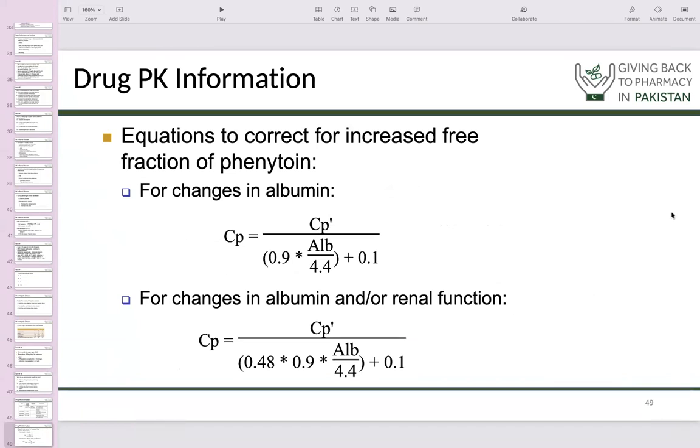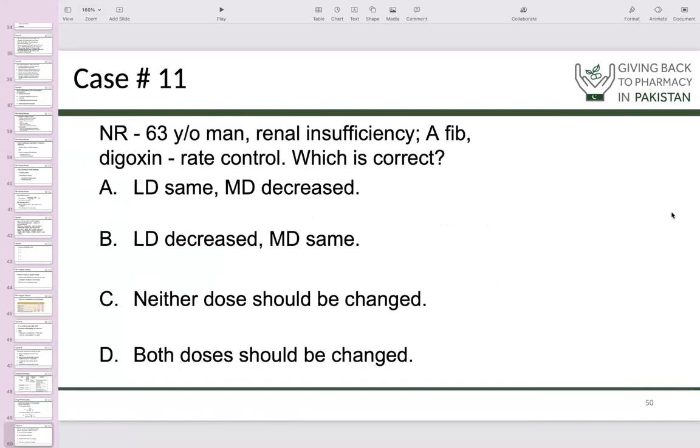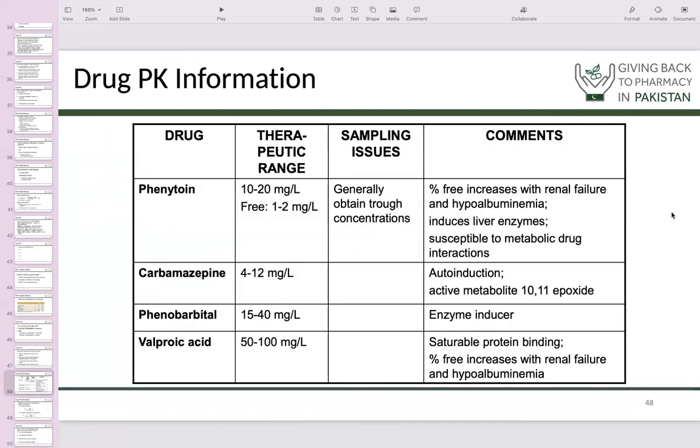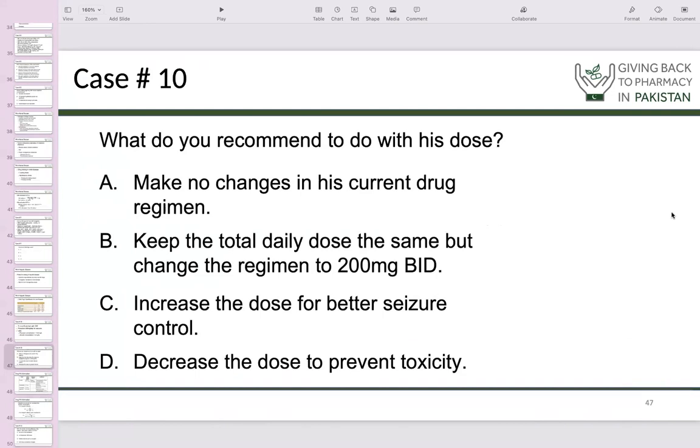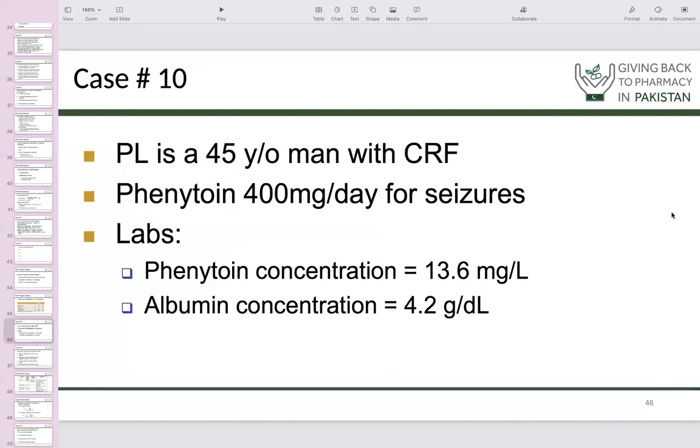These are the formula changes in albumin on renal function. CP on the CP concentration is 0.9 times albumin divided by 4.4 plus 0.1. If you calculate this based on this formula, the option will be to decrease the dose to prevent toxicity, because albumin is a little bit low, 4.2.